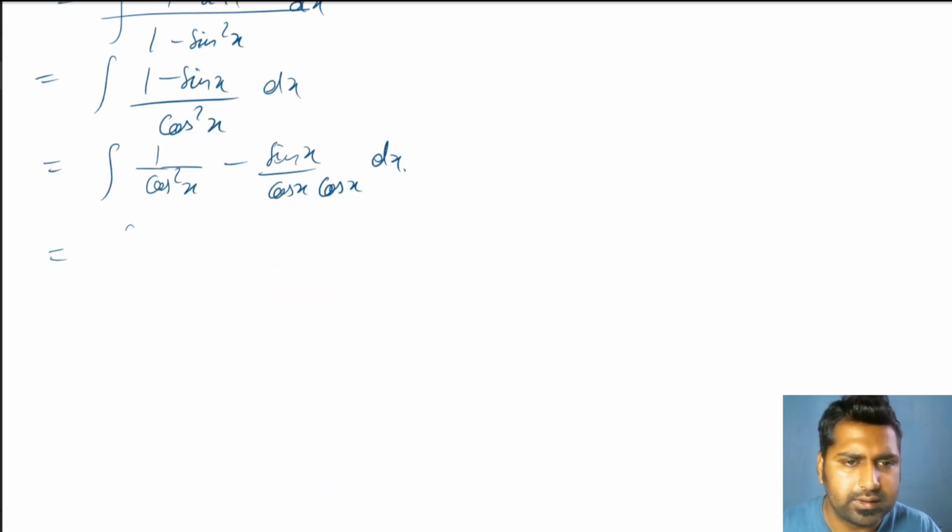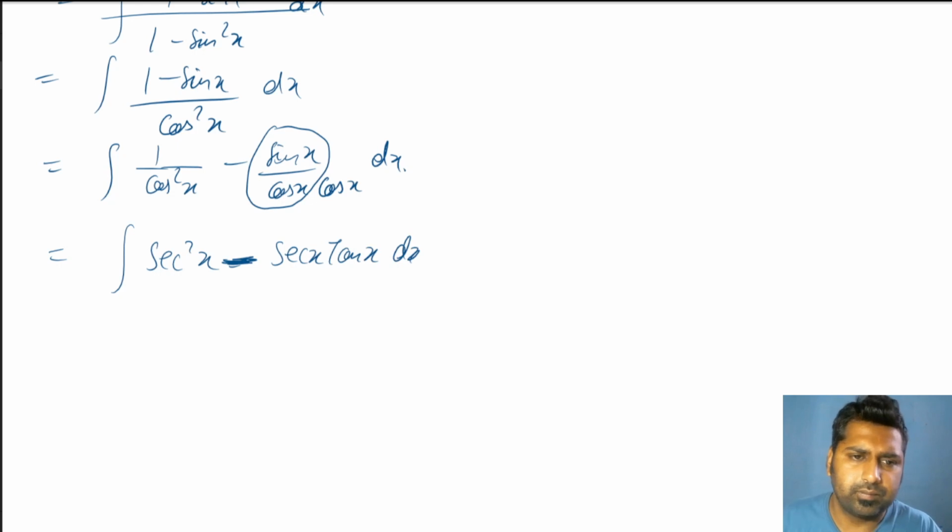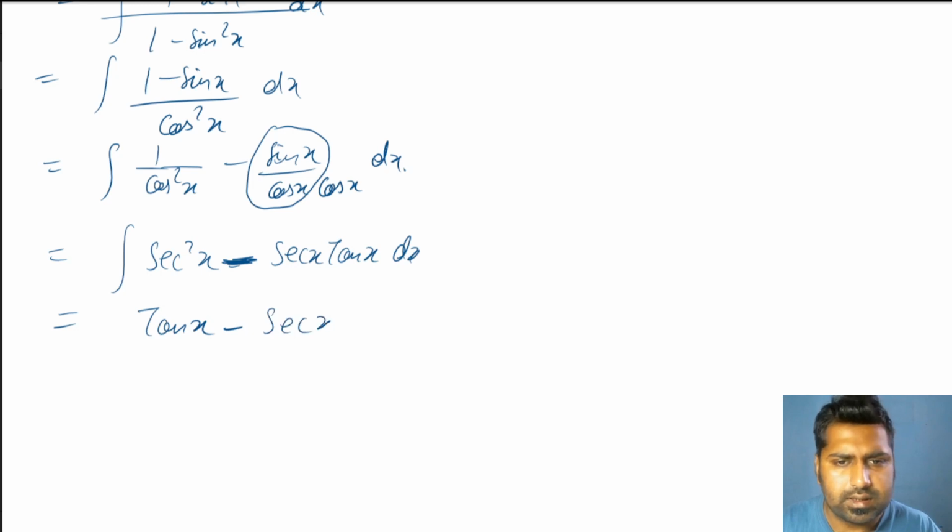What can be done here is 1 by cos square is sec square x. This sine by cos can be tan, and 1 by cos is sec. Okay, so minus sec x tan x dx. Okay, so now the integration of sec square is tan x minus, sec x tan x integration is sec x plus c. Okay.